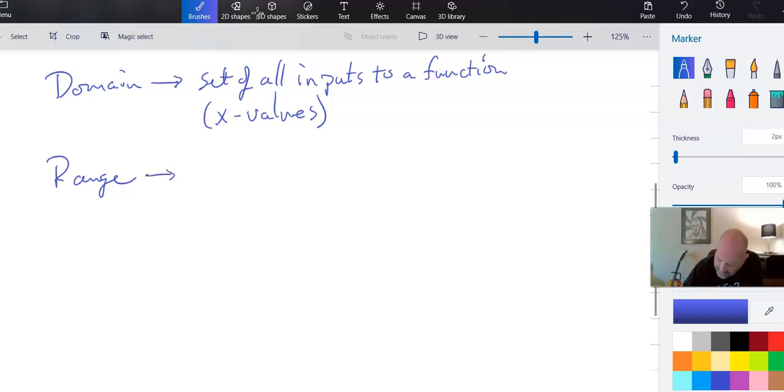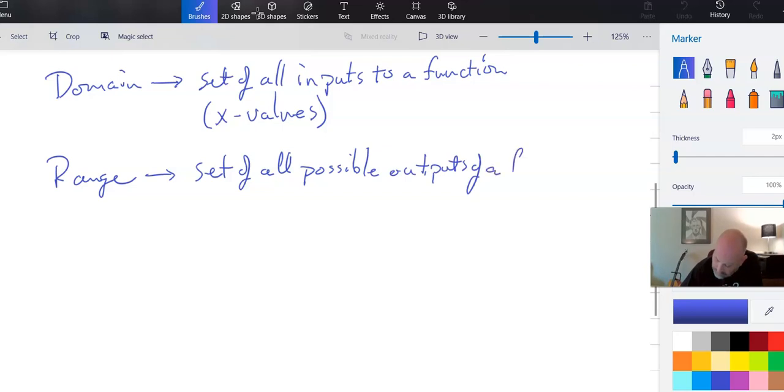The range is the set of all possible outputs. Right? It's all the things that the function spits out. And if you think about it, what do we do with functions? At least up until this point, what we've been doing is sticking in x values and getting out y values. And so the range is the set of all the possible y values. Again, it could be a different variable, but for this context, it's fine to think of it as all y values.